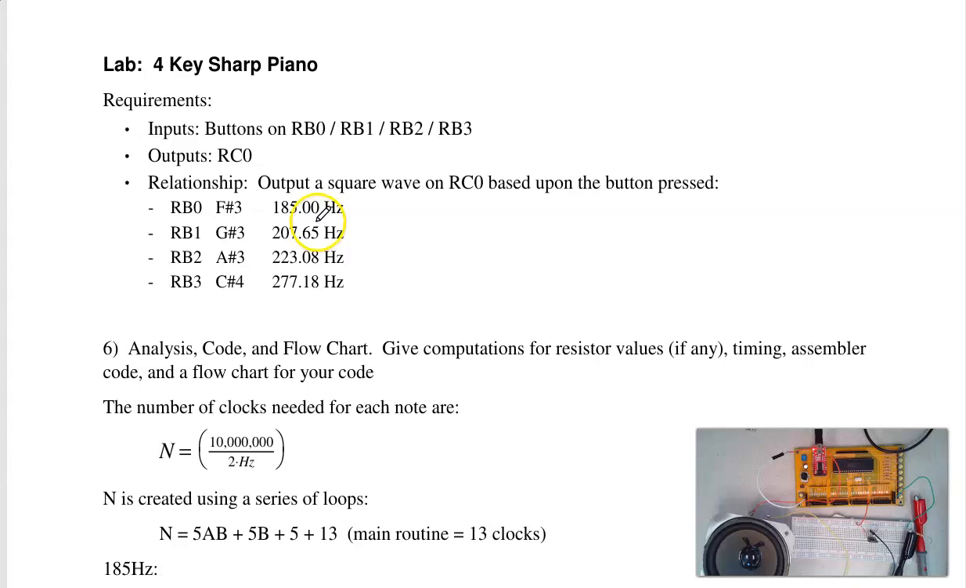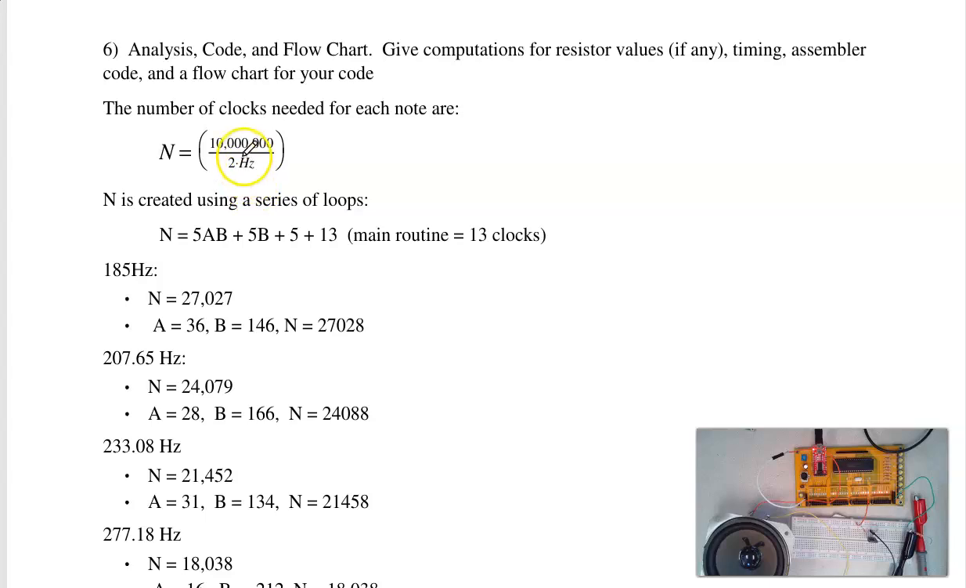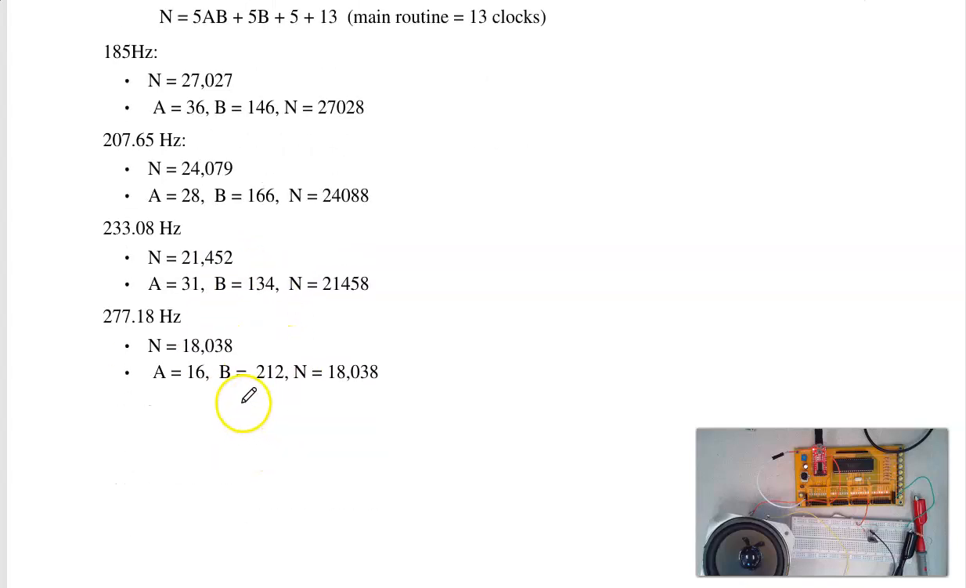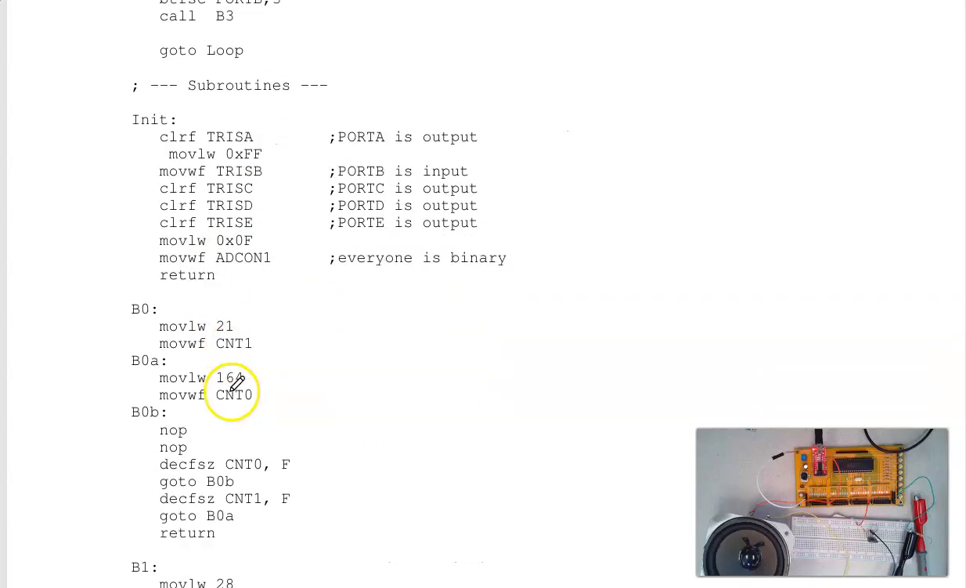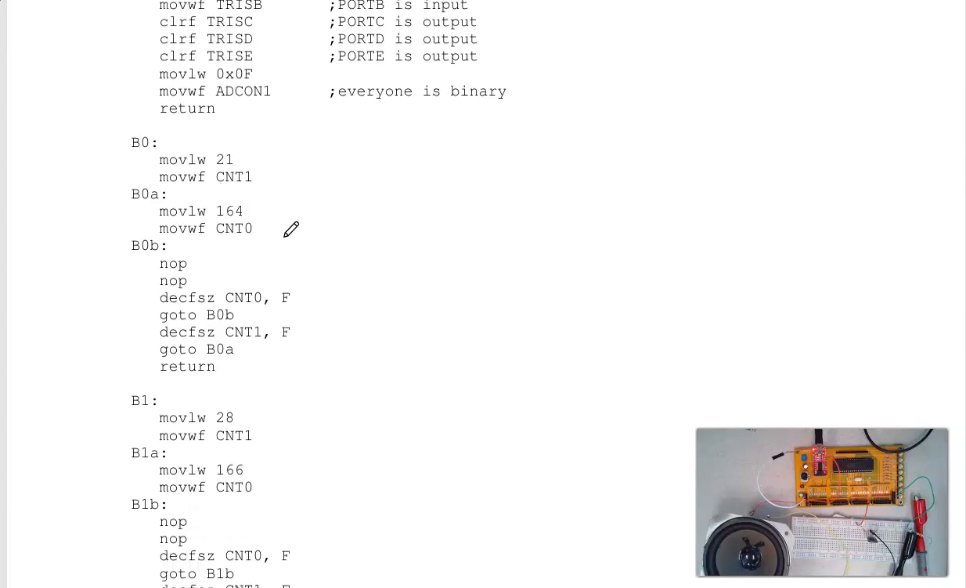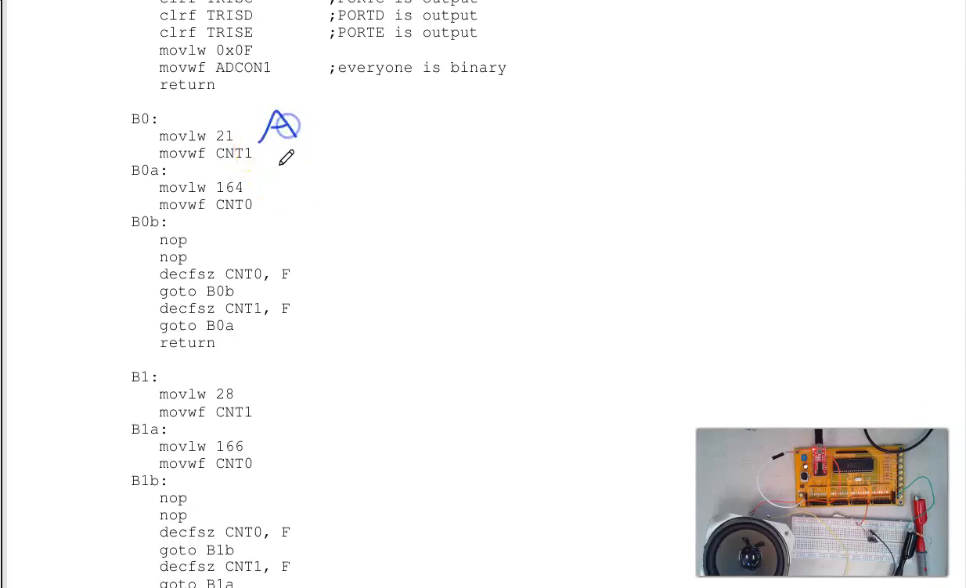Now to do that, the wait loop determines the time or the frequency. The times that I want are 10 million divided by 2 times Hertz. So for 185 Hertz, N is 27,000, 24,000, 21,000, 18,000. In my wait loop, I've got 2 numbers that set the time, changing them to get close. These are the times that I want for A and B. So my wait loop, here's A, here's B. This is the first wait loop.